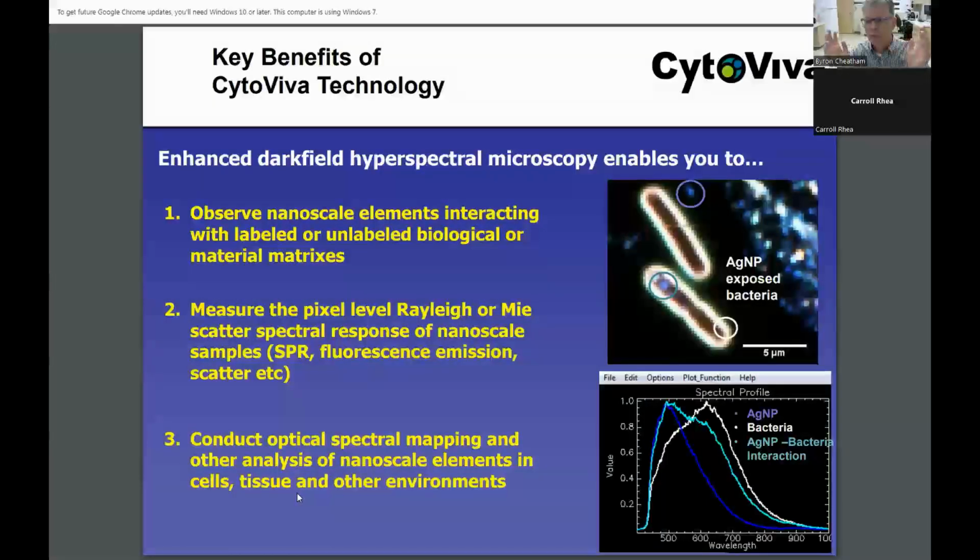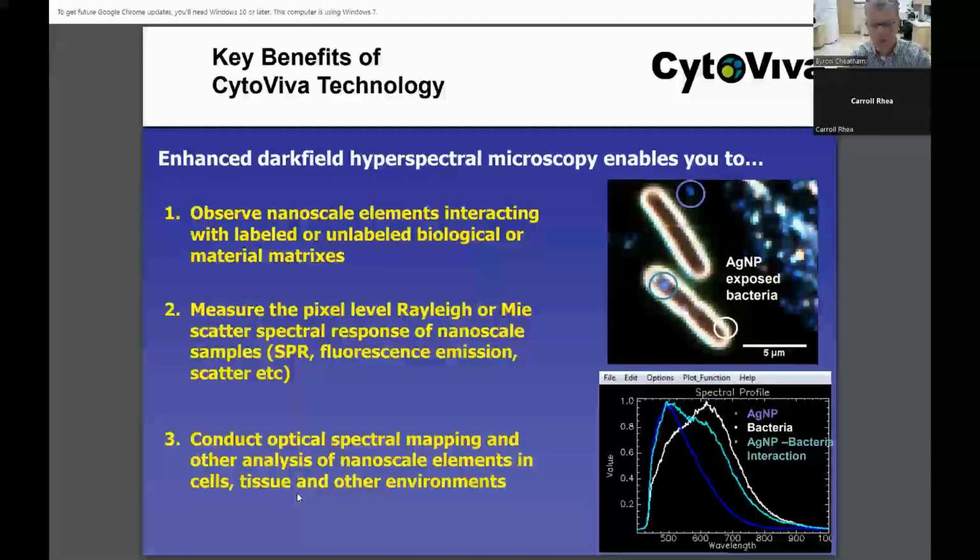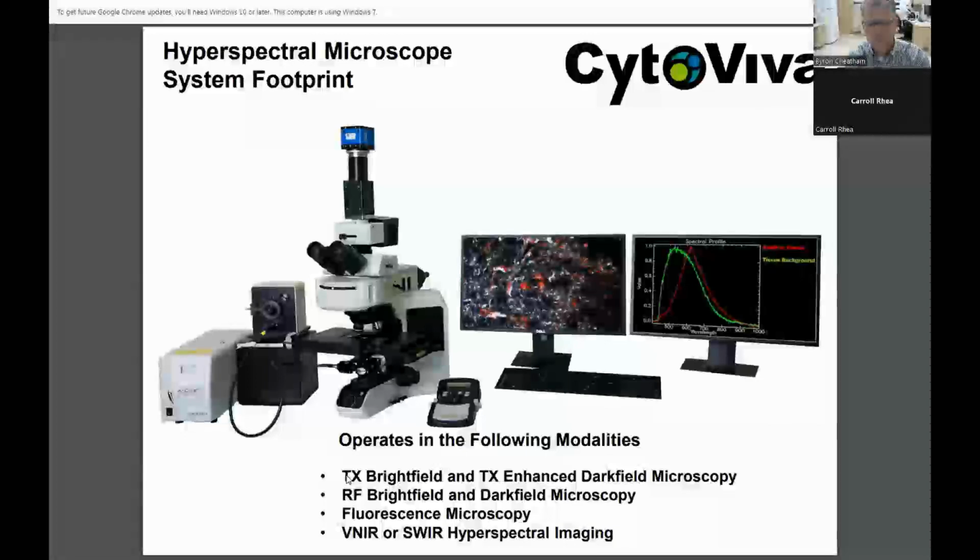Even in environments where it may be a pure material science application. If it were on a silica substrate, for example, and you were looking at perovskite nanoparticles on a silica substrate, you could measure that as well, for example.